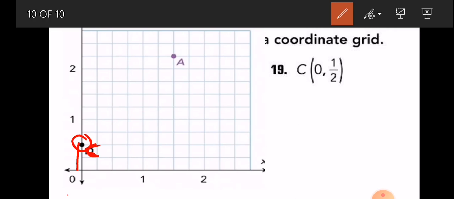Okay, girls, this one is not the same as what we're doing now. So don't look at this A, and here we will locate C, which is 0 on the x-axis and half on the y-axis.